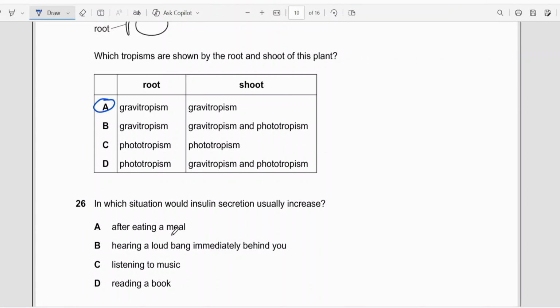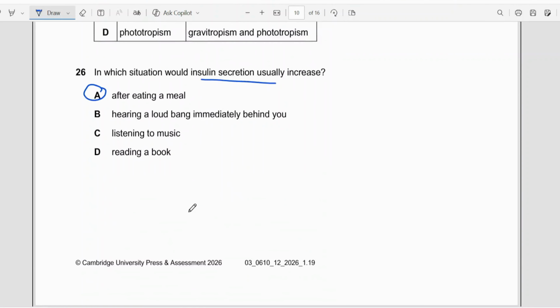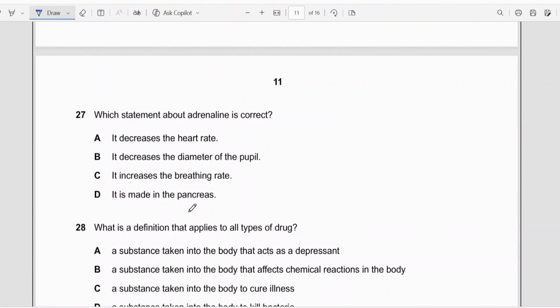In which situation would insulin secretion usually increase? After eating a meal. Finally somebody is present mentally, physically. Which statement about adrenaline is correct? It increases the heart rate, increases the diameter of the pupil. It increases the breathing rate.